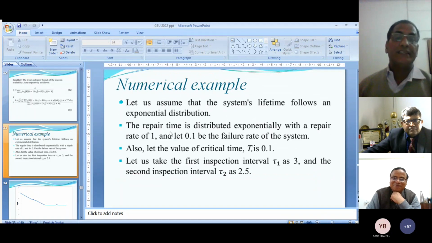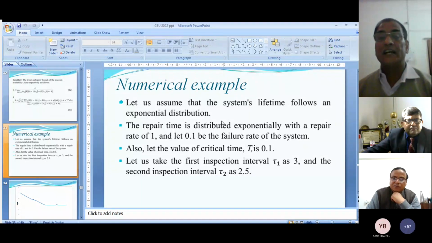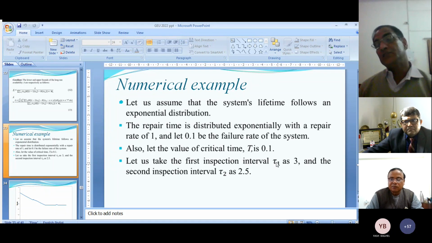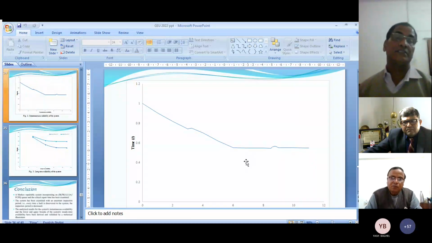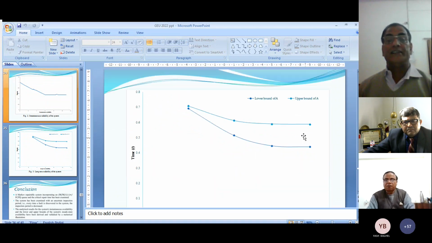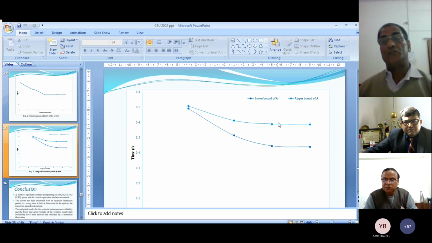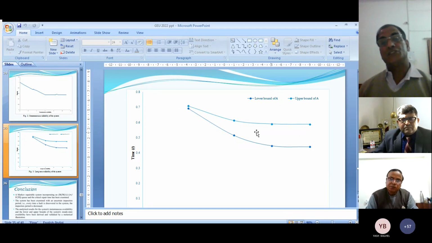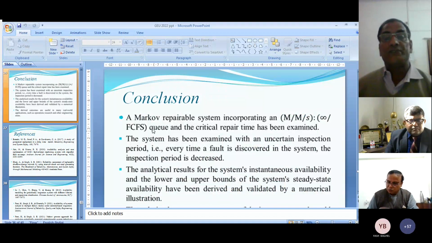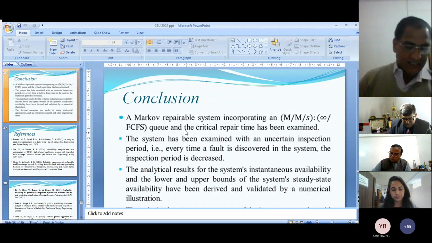To illustrate this, consider the exponential distribution with repair rate 1, and let 0.1 be the failure rate of the system, and capital T taken to be 1. The first inspection interval tau 1 is 3, and then it is reduced to 2.5. Putting these values in the expression, the instantaneous availability is obtained like this, and the upper bound of the long run availability is obtained like this, and the lower bound is like this. This is already expressed in what I have decided and what is being discussed here.